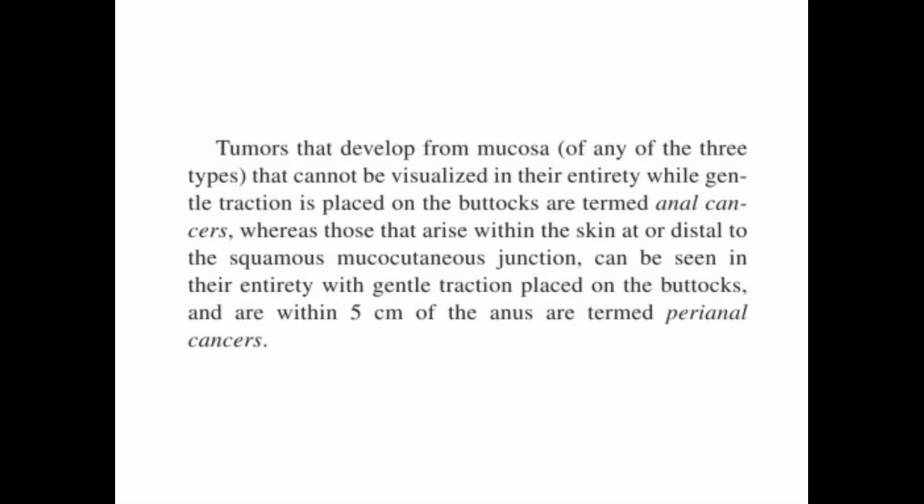Now, the tumors that develop from mucosa of any of the three types that can be visualized in their entirety while gentle traction is placed on the buttocks are termed anal cancers, whereas those that arise within the skin at or distal to the squamous mucocutaneous junction, which can be seen in their entirety with gentle traction placed on the buttocks or within 5 cm of the anus, are termed perianal cancers.